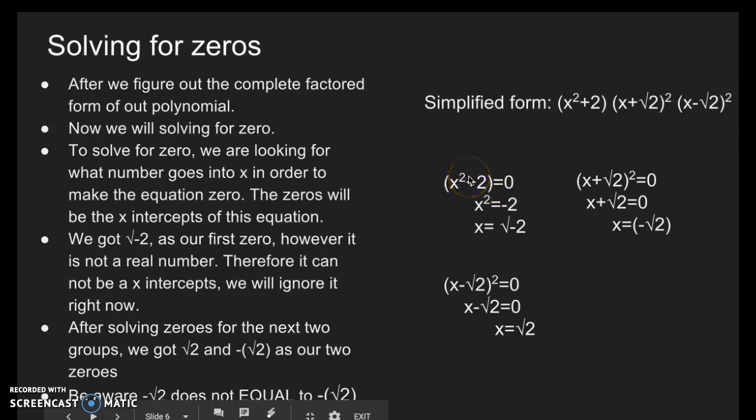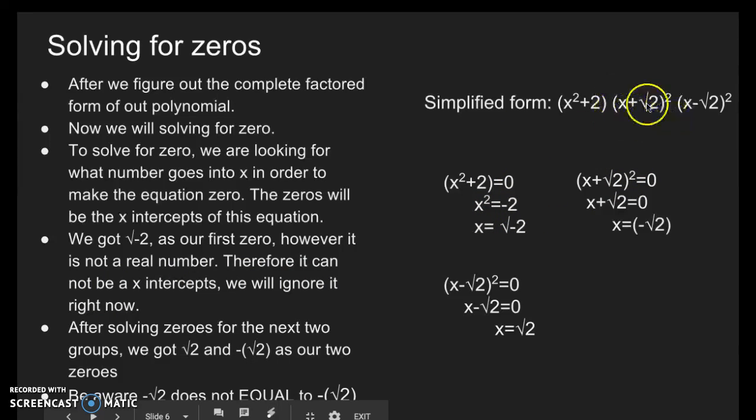We subtract 2 on both sides, x squared equals negative 2. And taking the square root on both sides, x equals the square root of negative 2. We got the square root of negative 2 as our first zero. However, it is not a real number. Therefore, it cannot be an x-intercept. We'll disregard this answer.